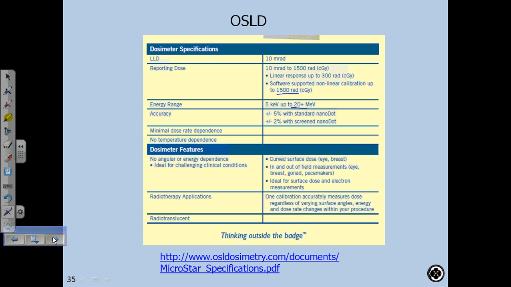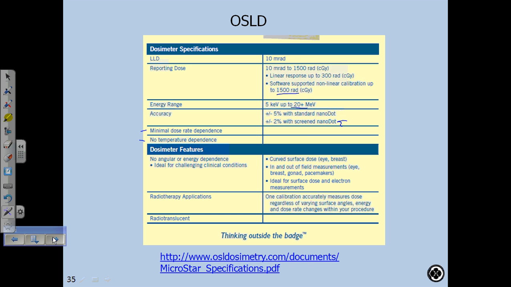The screen, I'm not sure what that means. That probably means some nanodots go through a more rigorous QA, and you can get 2% on those. Minimal dose rate dependence, no temperature dependence, no angular or energy dependence.